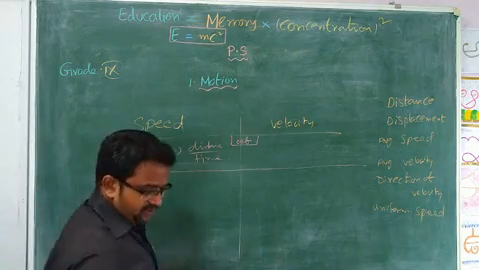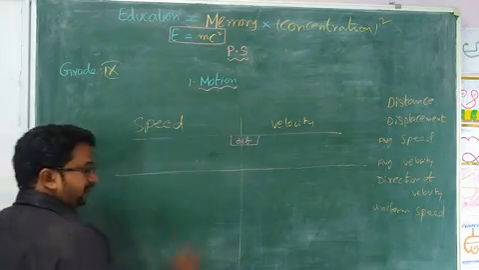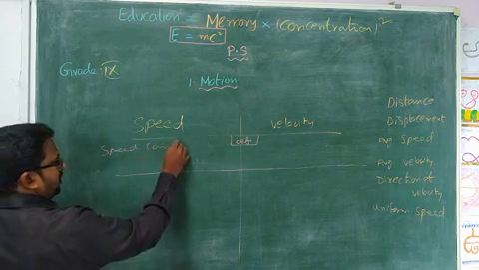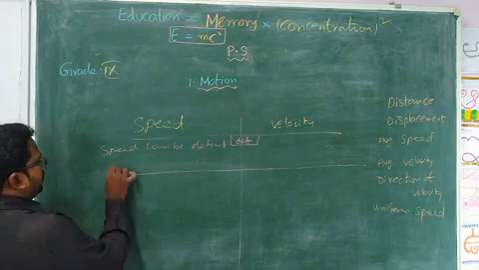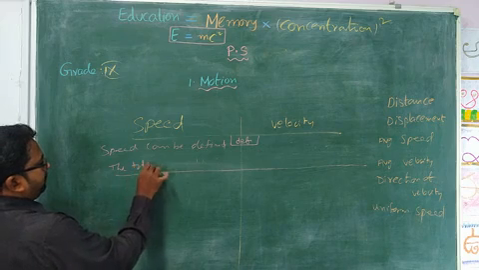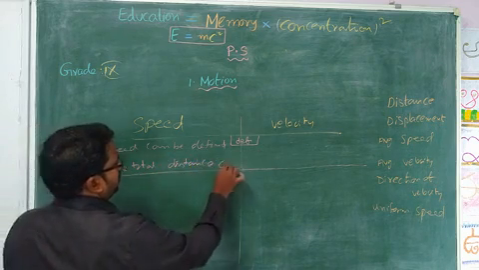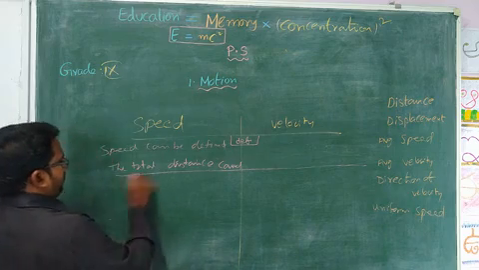How to write it in terms now. Speed can be defined as, how can you define? The total distance covered in unit time.